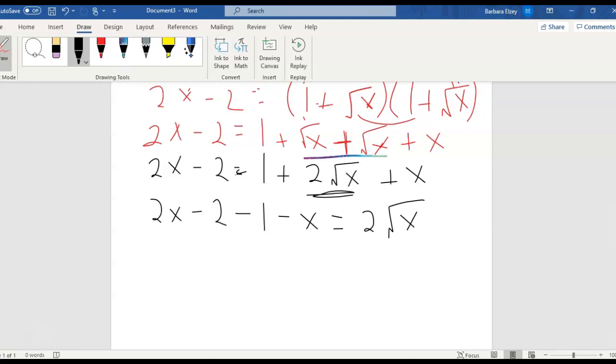Now let's add up the like terms on the left. So 2x and negative x is just plain old x. Negative 2 and negative 1 is negative 3. And now I've got my radical by itself on the right. I can square both sides again. So I'm going to square both sides.